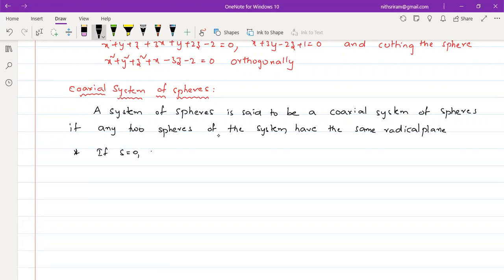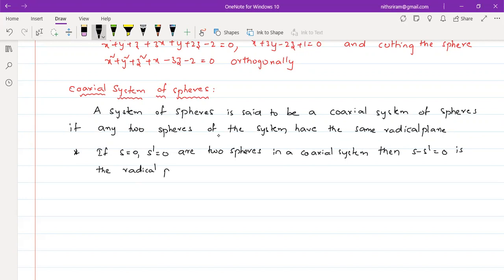If S equal to 0, S dash equal to 0 are two spheres in a coaxial system, then S minus S dash equal to 0 is the radical plane of the coaxial system of spheres.